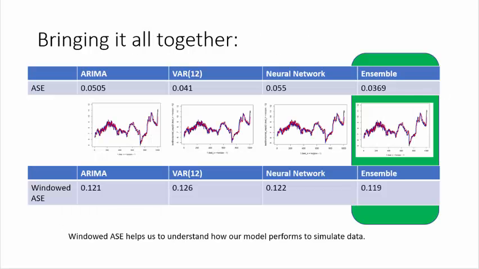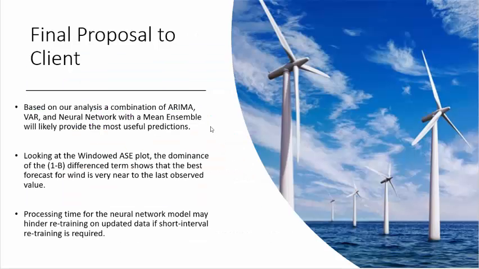Here we have all the ASEs together. So we have the ASE on just one forecast, but then we also did a windowed ASE, and we had 1,000 iterations of it. And you can see that the ensemble model wins on both of them at 0.0369 and 0.119. So based on our analysis, we think the ensemble model is the best way to move forward with predictions.